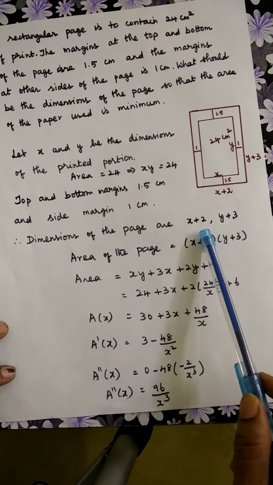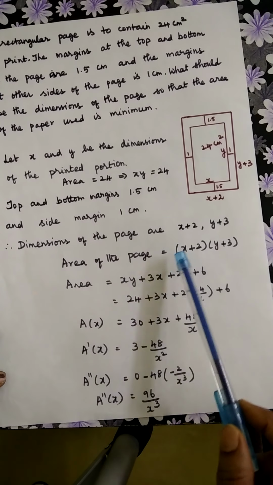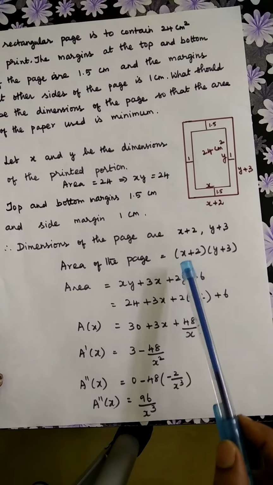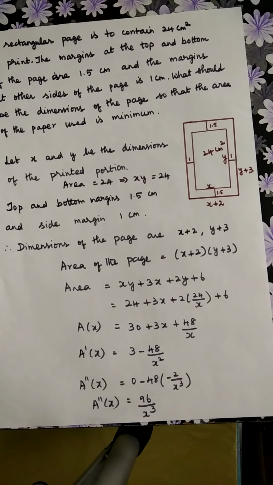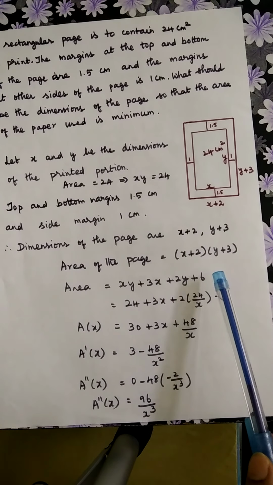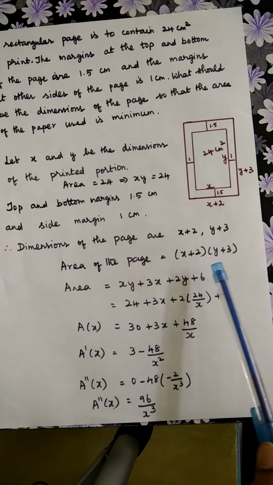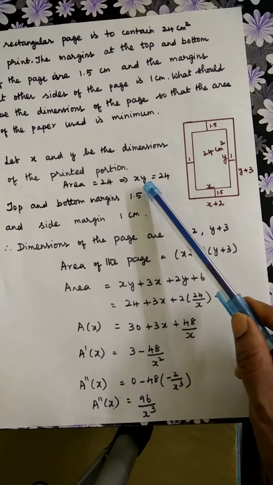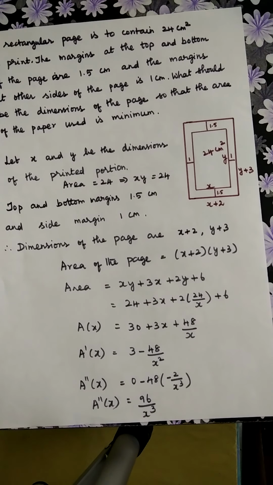Now, find the area of the page. Area of the page is length into breadth, that is x plus 2 into y plus 3. There are two variables. First, we have to eliminate one. So, we can eliminate y. From this we can find y. y equal to 24 by x.